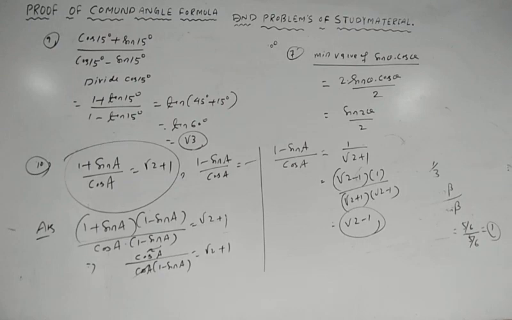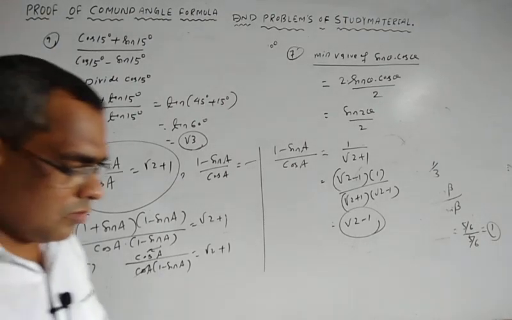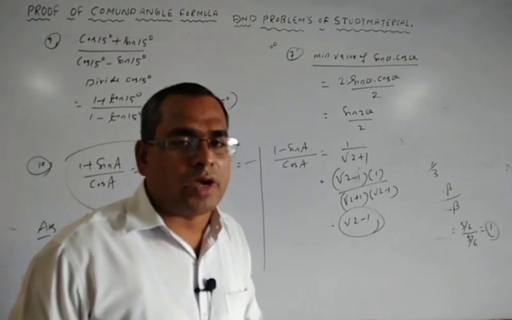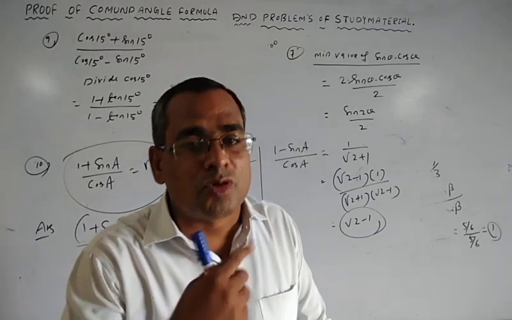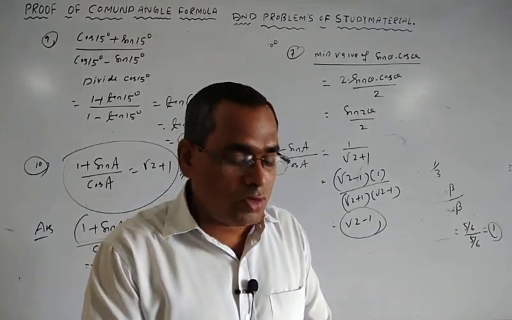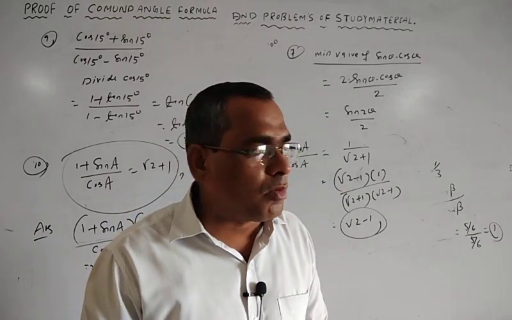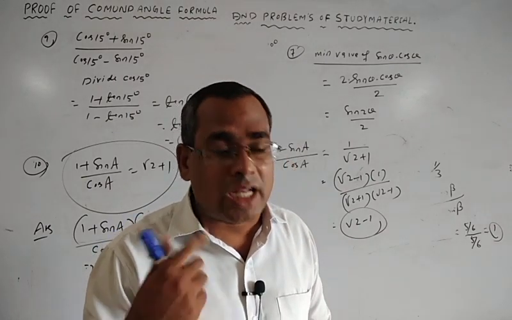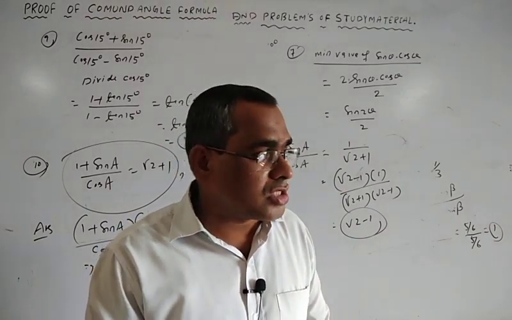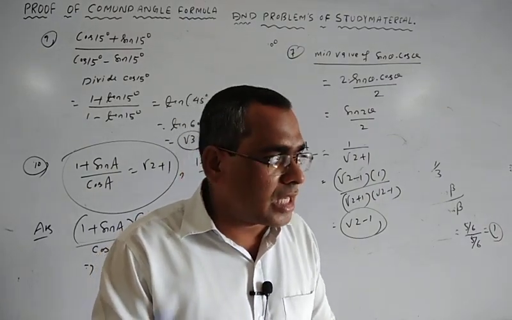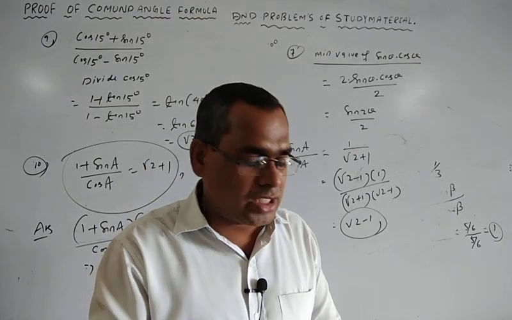Next we do another problem. Next question: sin 105 into cos 105. Here the angle is the same, means you have to multiply 2 and divide 2. So multiply by 2 and divide by 2, we get sin 210 by 2. Sin 210 you can express as 180 plus 30. So sin (180 plus 30) is equal to minus sin 30. So minus sin 30 by 2, minus 1 by 2 by 2, minus 1 by 4.